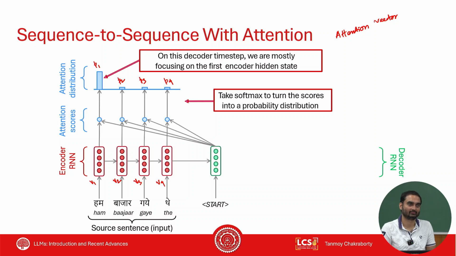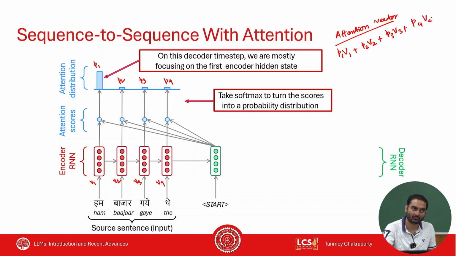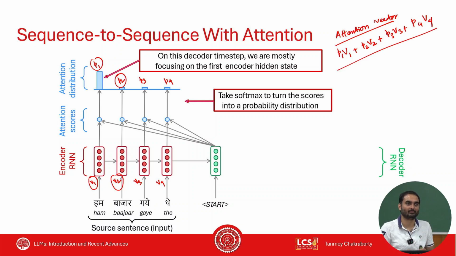Weights are the probabilities. So the attention vector will be P1 and the corresponding vector V1, plus P2 V2, plus P3 V3, plus P4 V4. This times this plus this times this, right? And so on and so forth. So the Ps are the weights. So what is this vector? This vector is the weighted sum of the encoder states.